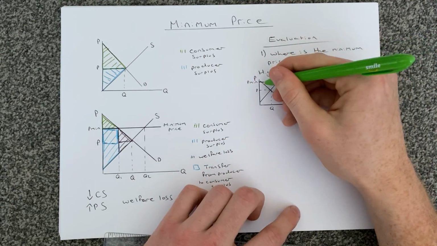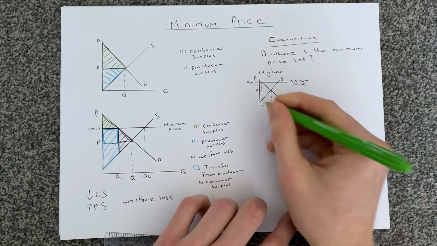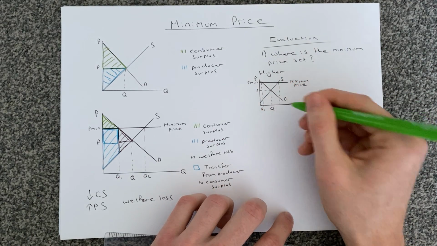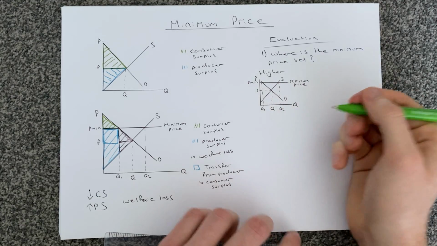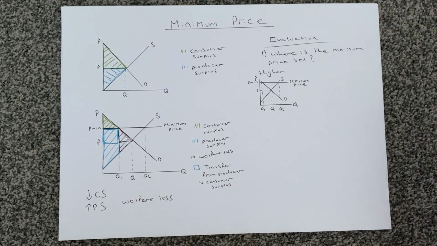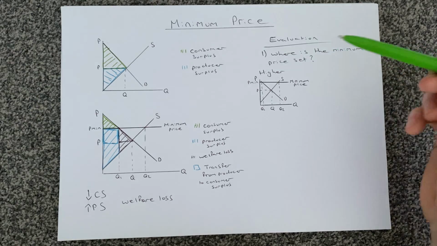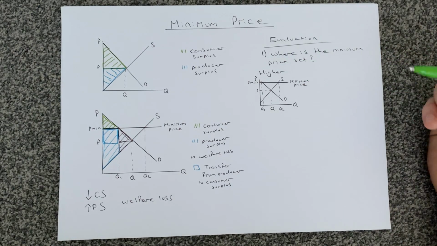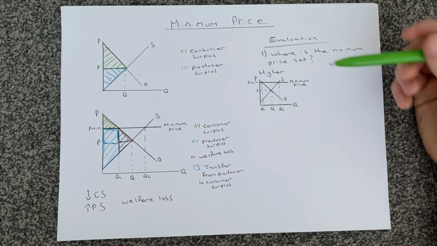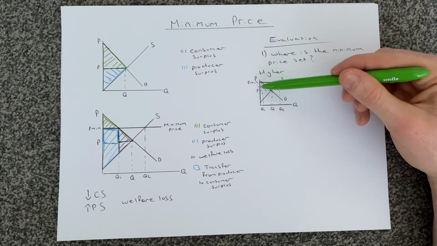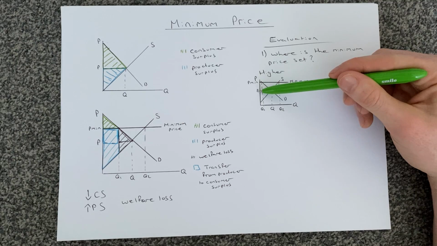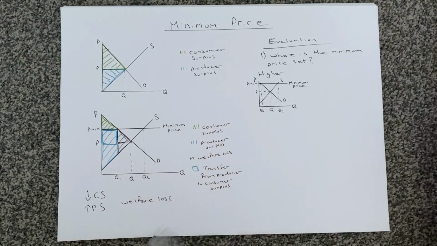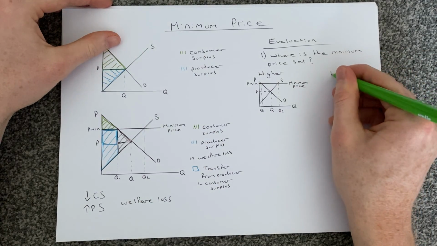And we'll add in our quantities. We'll label that Q1, and we'll label this Q2. Okay, so we've got our first diagram there. Where is the minimum price set? We've gone for a really high minimum price. When we talk about a really high minimum price, we're talking about making it as far away as possible from the market equilibrium price P. Now let's compare that with a lower minimum price.